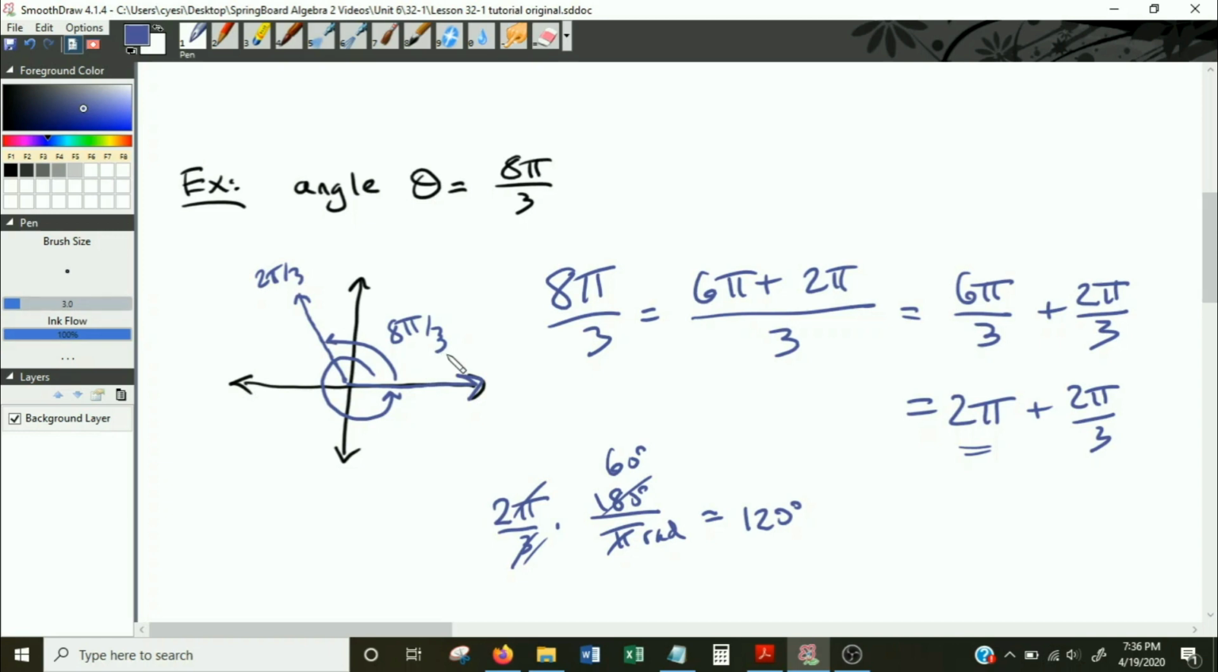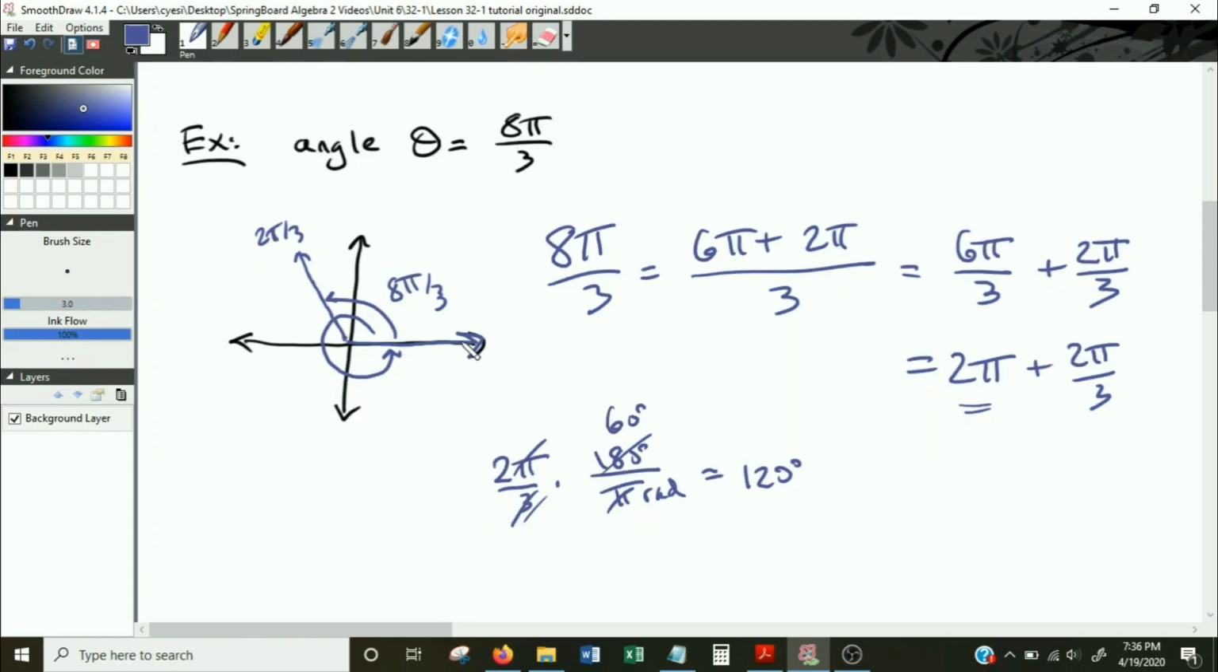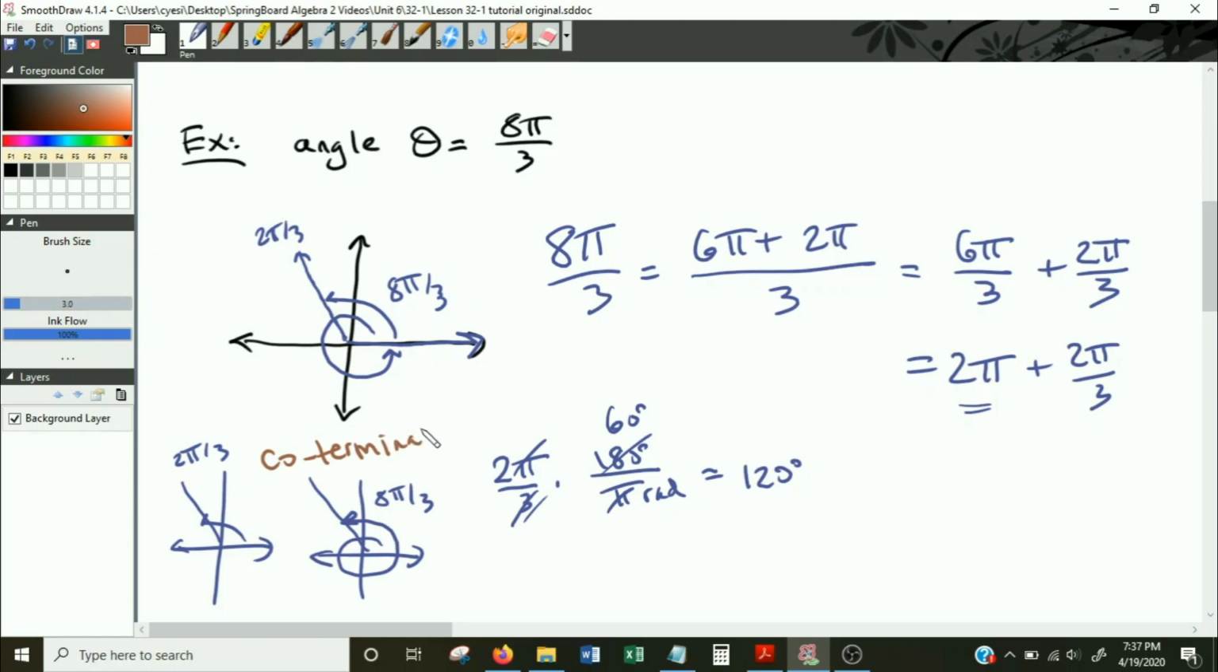All right, and if you have two angles, so let me draw it again. So here we have the 2 pi over 3, which is this, and then we also have the 8 pi over 3, which is around, and then it goes like that. That's 8 pi over 3. Because they both end up in the same place, we call these coterminal angles. Means they both have the same terminal side. These are both coterminal angles because they end on the same terminal side, which is this part right here.